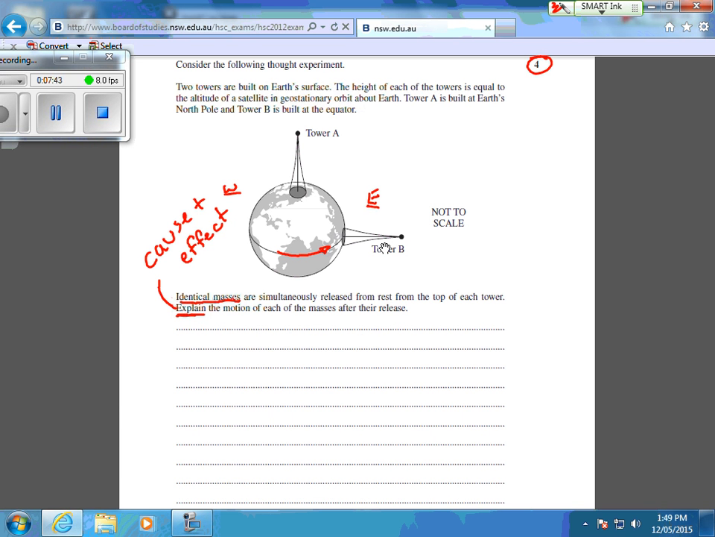Okay. So this tower is basically spinning on its axis. This tower is moving around with the surface of the Earth. Right? Okay.